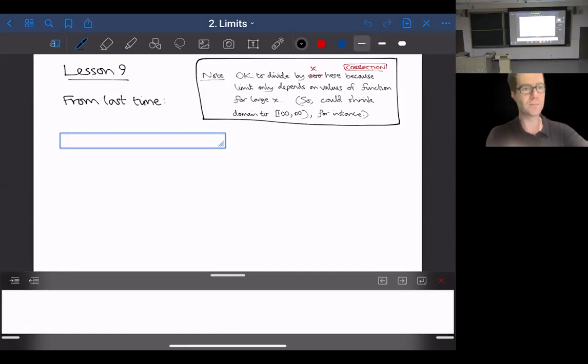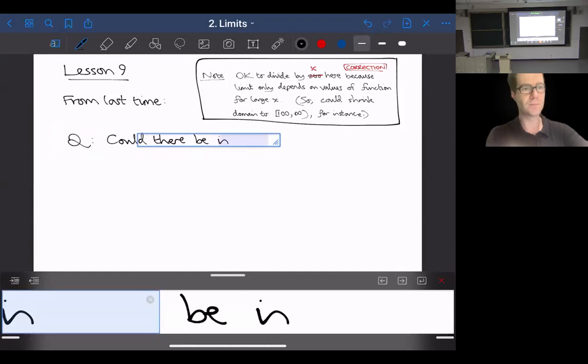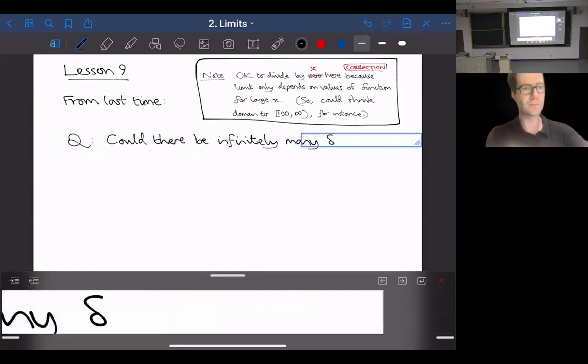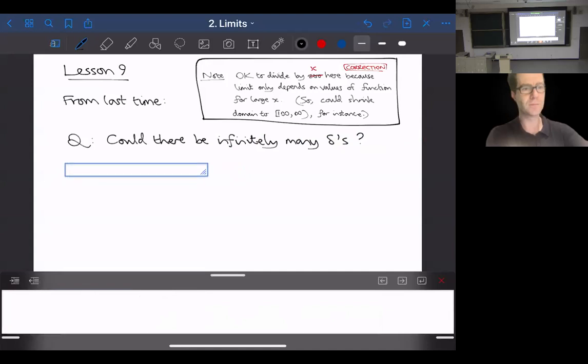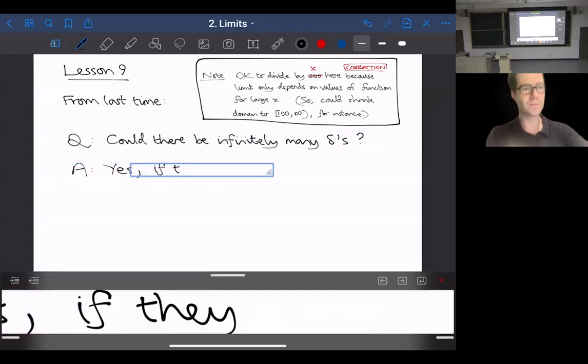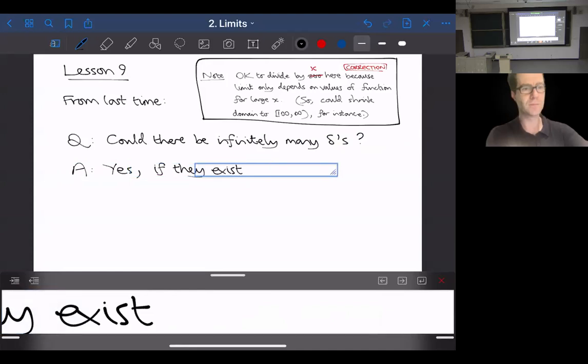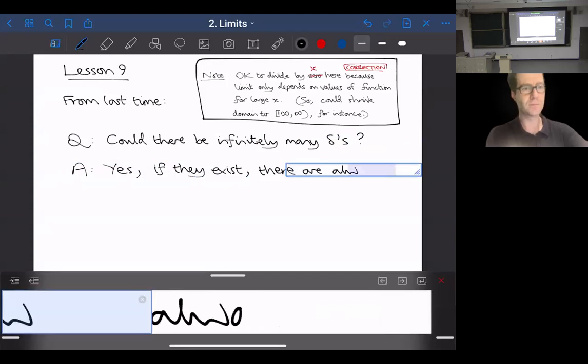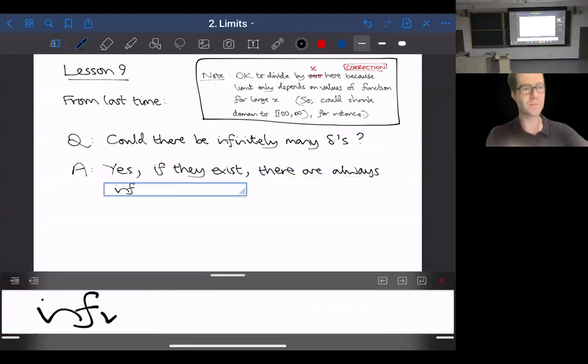Okay, starting with a question from the WeChat group. Could there be infinitely many deltas? This was a question from Lee or Leah. Yes. If they exist, there are always infinitely many.